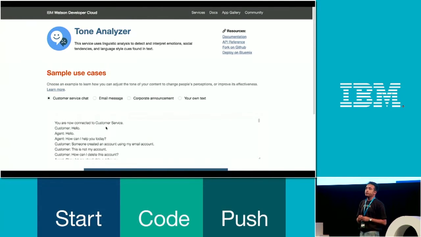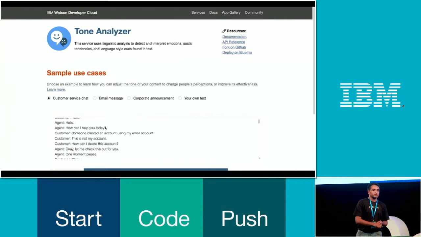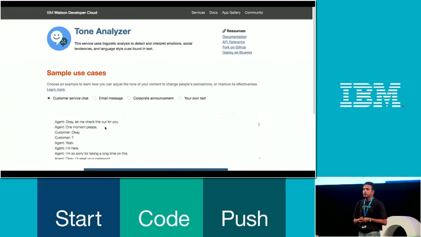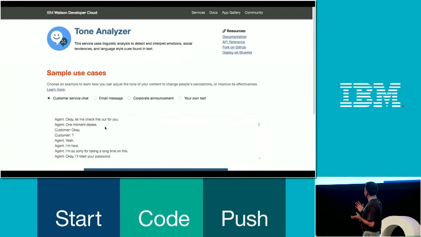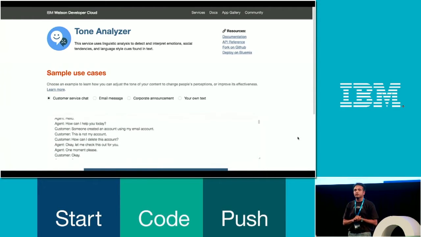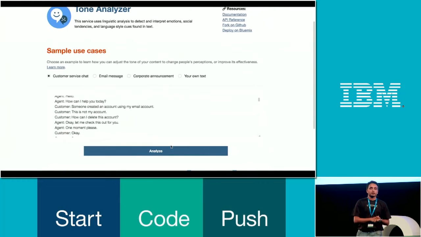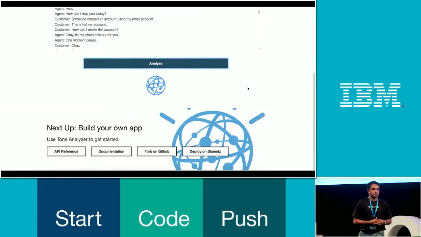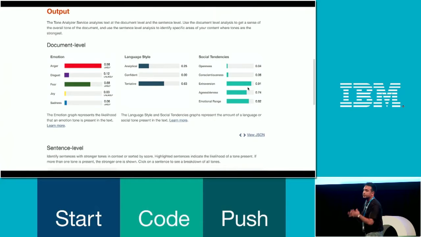So here I have the initial part of the conversation between Jack and Karthik, where he gets frustrated. Let us try to analyze this piece of conversation using the Tone Analyzer service and see what we can get out of it. So here I have this demo application with which I'm trying to analyze this. And we have the results.